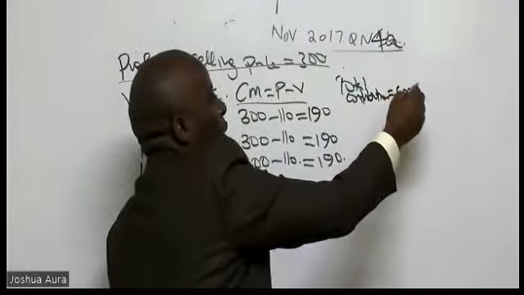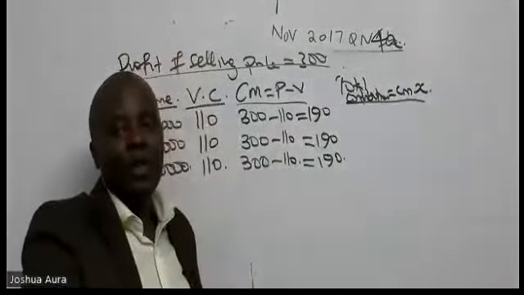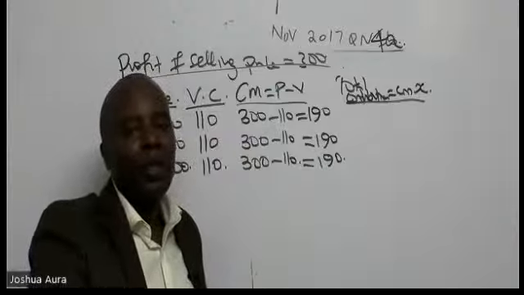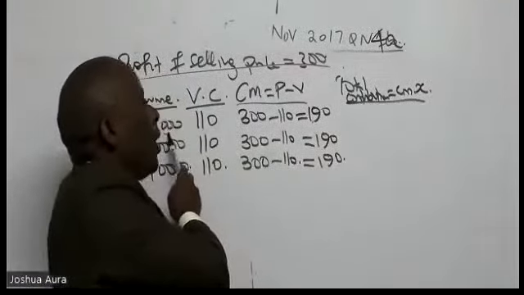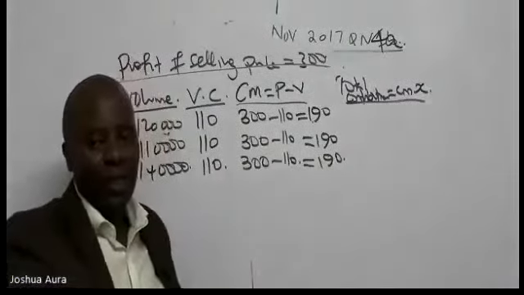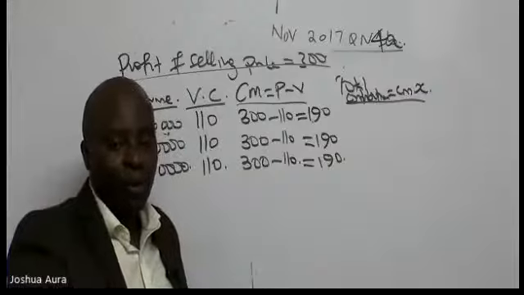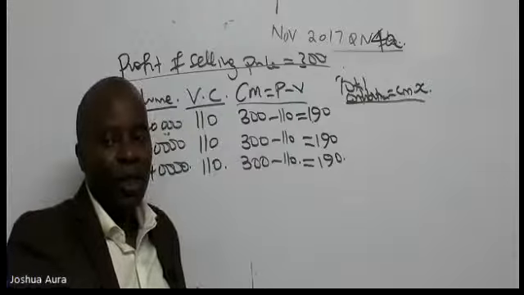Remember that total contribution is CMX. It is contribution per unit times number of units. So like now here, I know it will be 190 times 120,000. You can decide to put your figures in shillings, millions, or thousands, depending on which looks beautiful. So total contribution is contribution per unit times number of units. Could you kindly give me this figure?